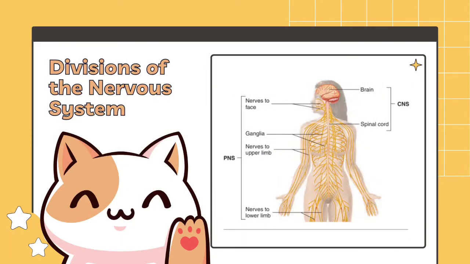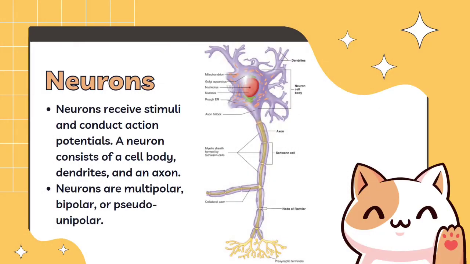This illustration shows the divisions of the nervous system, which consists of our central nervous system or CNS and the peripheral nervous system or the PNS. Now let's talk about the cells of our nervous system. The first one is the neurons. Neurons receive stimuli and conduct action potentials.